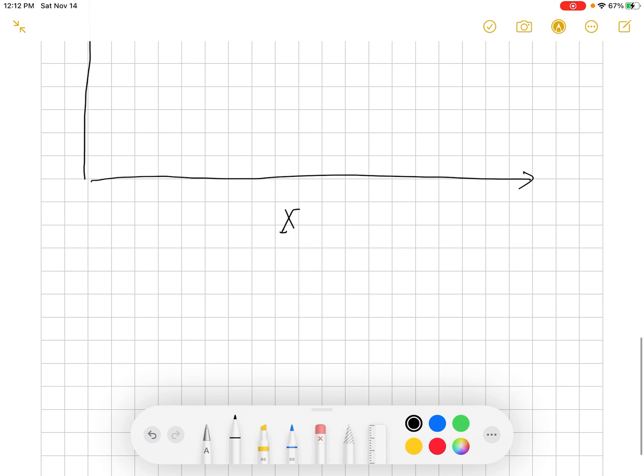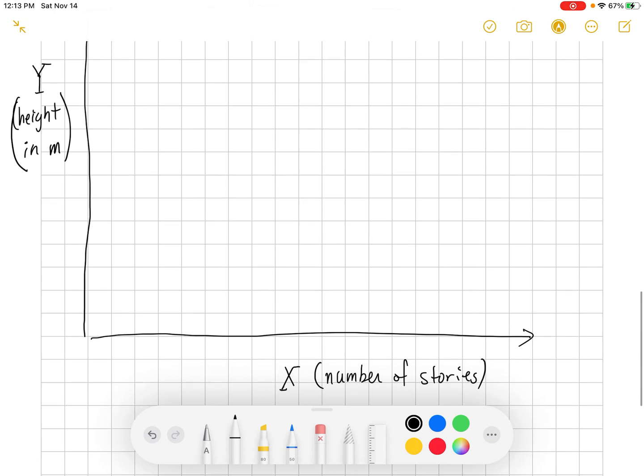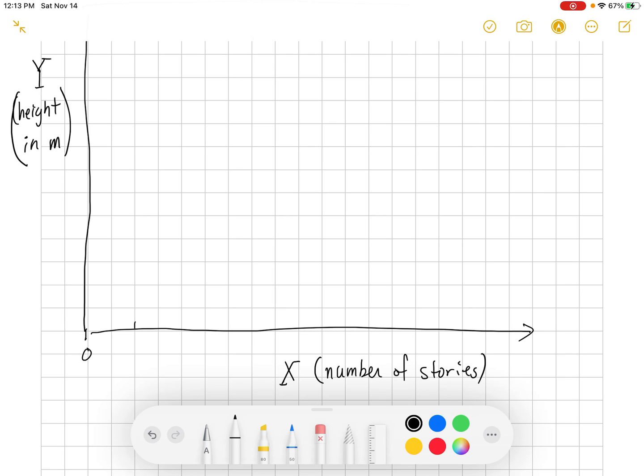So here's x down at the bottom. X represents the number of stories. And y represents here on the side the height in meters. I said probably I'll go by tens, if I can do that. I might have to go a little smaller. My tens: 10, 20, 30, 40, 50, 60, 70, 80, 90.